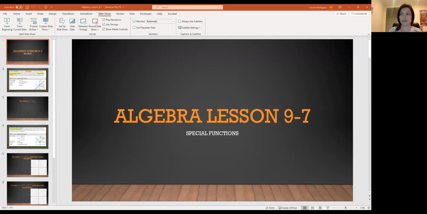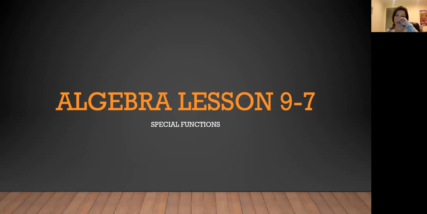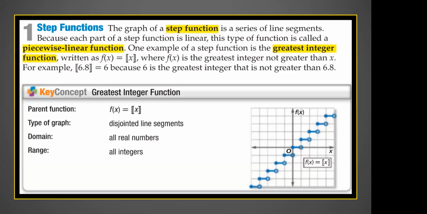So far, we've looked at different types of functions. We've looked at linear functions, quadratic functions, and also exponential functions. For this lesson, we're going to look at a couple of special types of functions that may look a little bit different than what you're used to seeing.